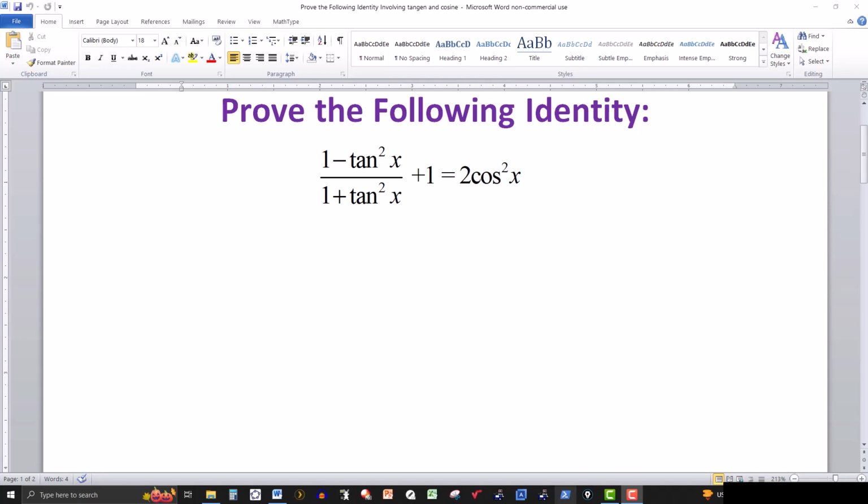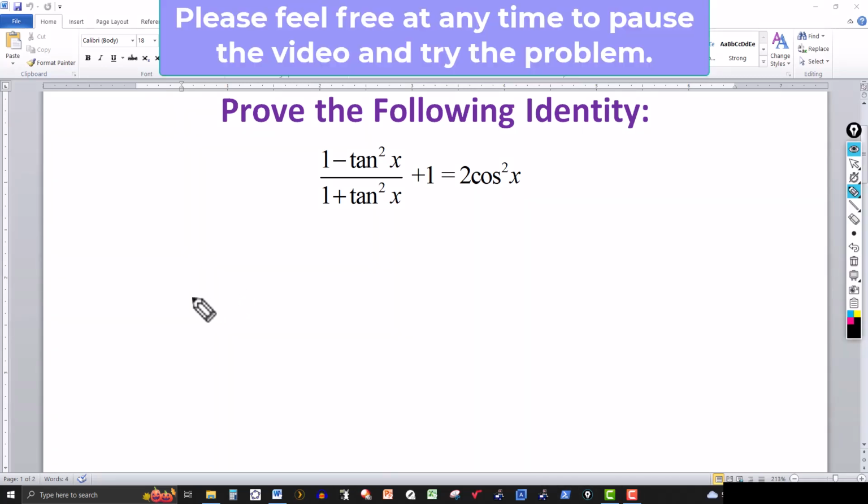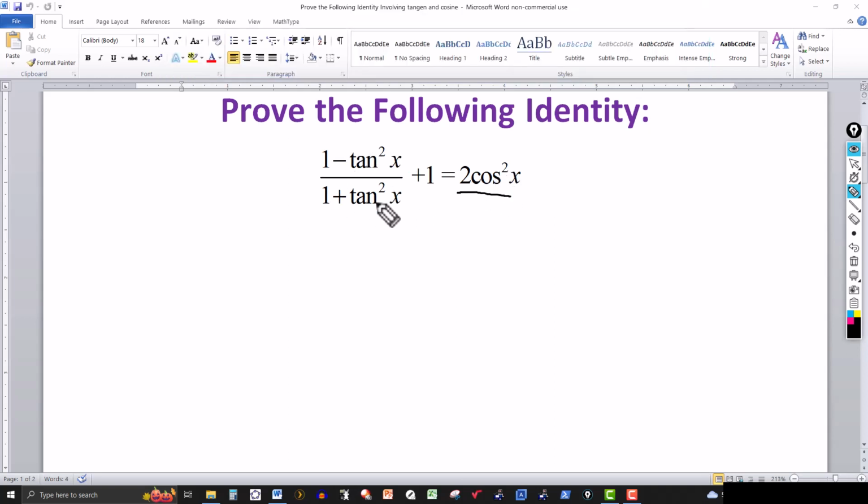In this video we have another trig identity to prove. So again, we start either with the left side or the right side, whichever one you want. Normally you want to pick the more complex side, because if you look at this, let's say we want to go from the right to the left, 2 cosine squared of x. How do we get all of this?